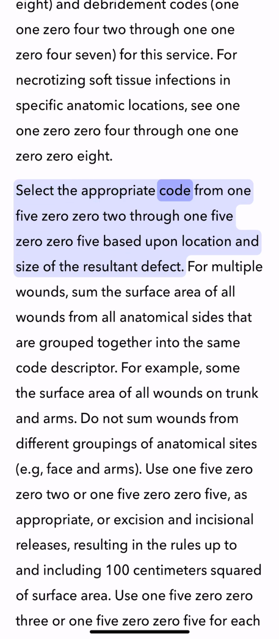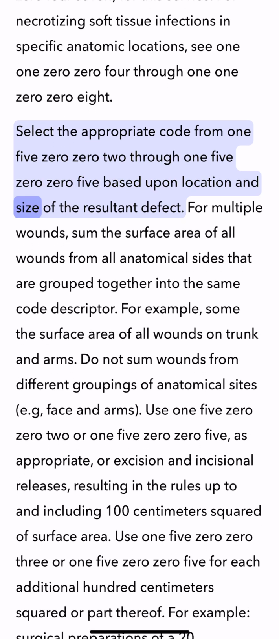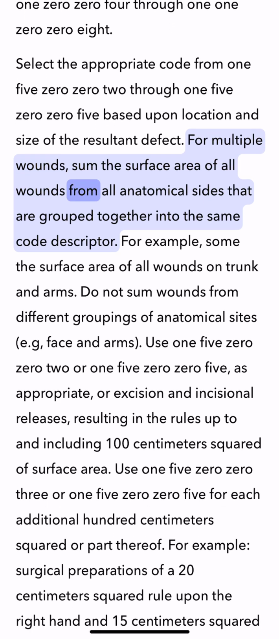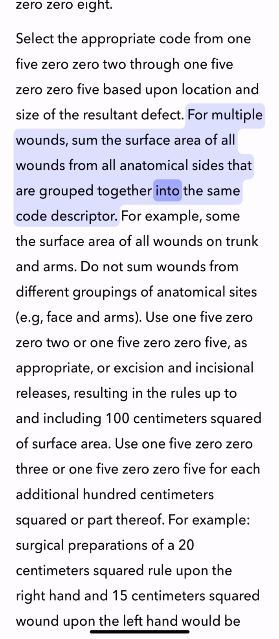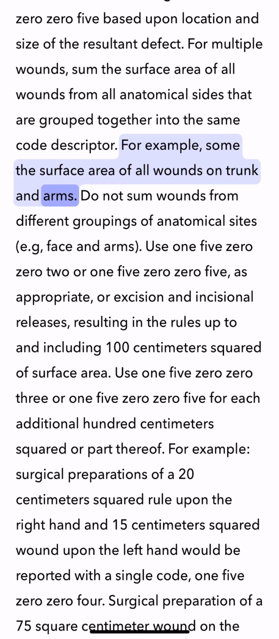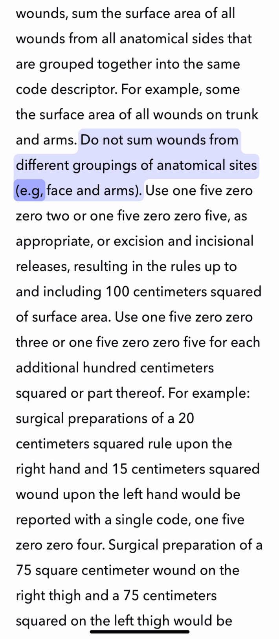Select the appropriate code from 15002 through 15005 based upon location and size of the resultant defect. For multiple wounds, sum the surface area of all wounds from all anatomical sites that are grouped together into the same code descriptor. For example, sum the surface area of all wounds on trunk and arms. Do not sum wounds from different groupings of anatomical sites, for example, face and arms.